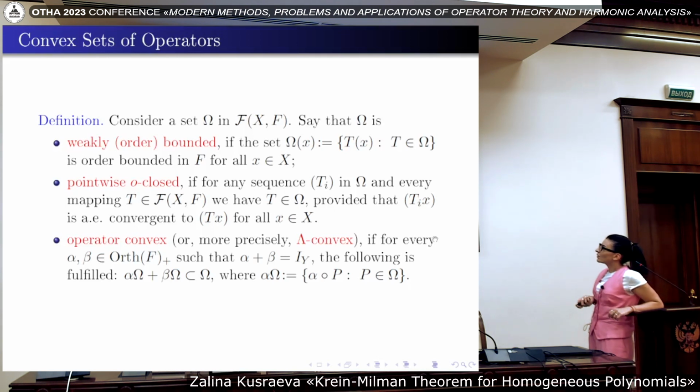And also the operator convex notion was already given. I just want to emphasize that by alpha, beta I denote the orthomorphisms, positive orthomorphisms, and let us think of them as multiplicators.